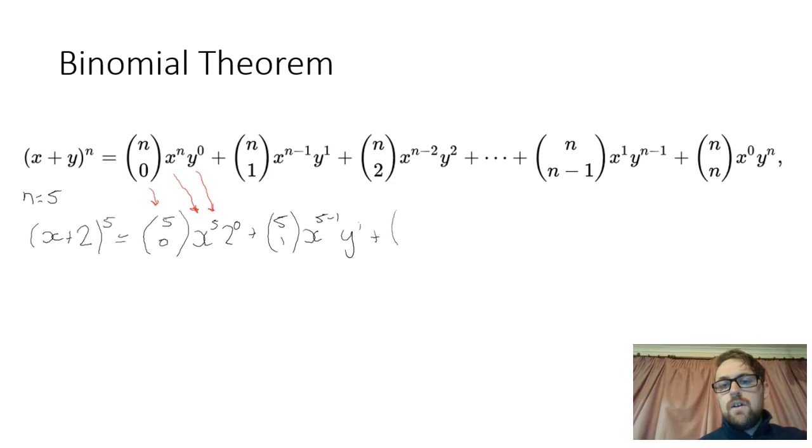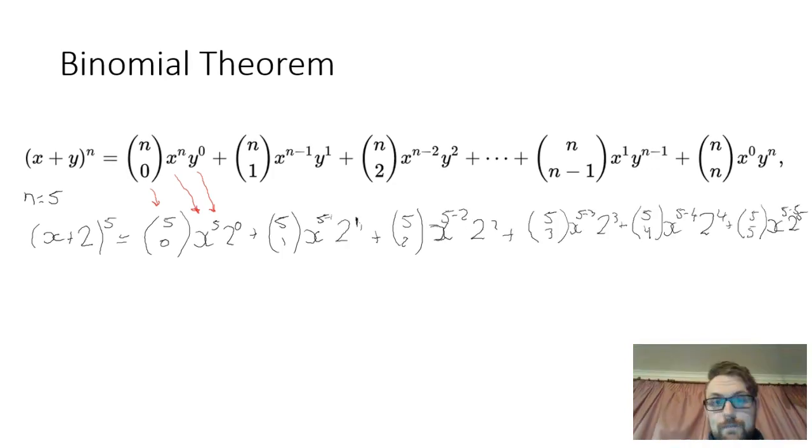And as we keep going across, it's going to be 5 choose 2, x to the power of 5 minus 2, y squared. Okay, and we keep going across like that. I'm not going to show you every value, but we'll just skip ahead now. So I've just expanded that out there, and you can have a look at that, and it should all make sense.